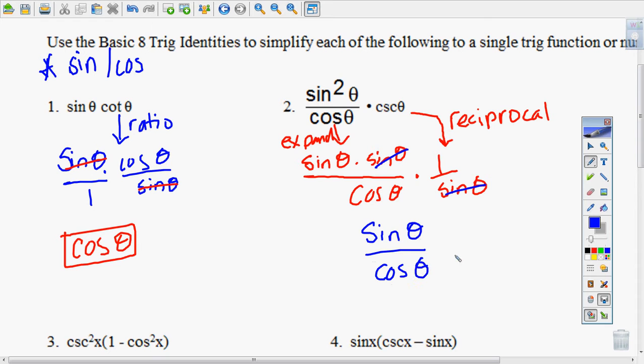And what does sine over cosine equal? Tangent. And that's because of a ratio. So I went from here to here because of the ratio identity.